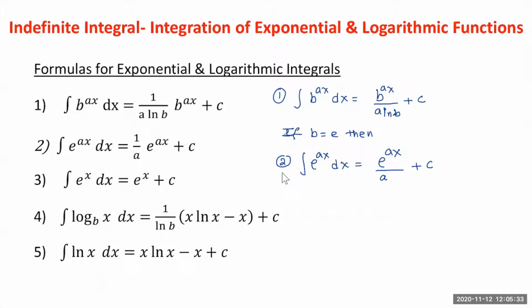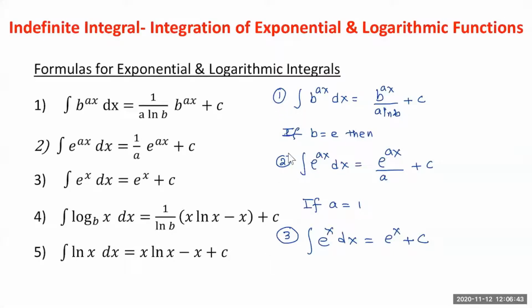Now, the most simplified formula is, if I plug in a equal to 1 in the second formula, then I get the third formula. It will be the integration of e raised to 1 times x, which is e raised to x. When you integrate that with respect to x, it will be e raised to x, divided by a, which is 1. Dividing by 1 will not change the value, plus c. So the integration of e raised to x is e raised to x plus c. So these are the three important formulas for the integration of exponential functions.